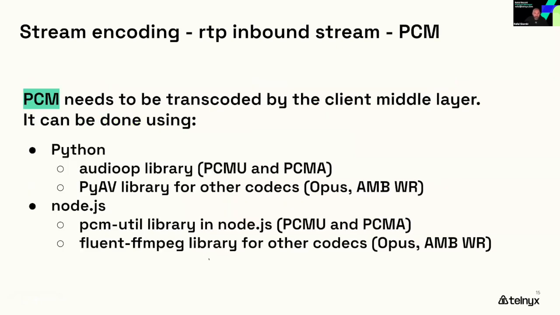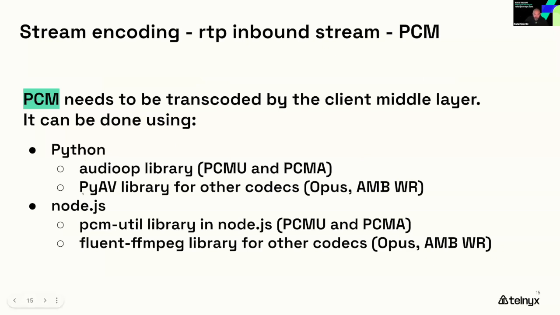But what if your AI or any other system that you are integrating with supports only PCM? In that case, the client middle layer needs to transcode PCM to the codec that is supported by telephony. And here are a few options. For example, for PCMU and PCMA in Python, you can use the audioop library. I will show you on the demo how to do that.